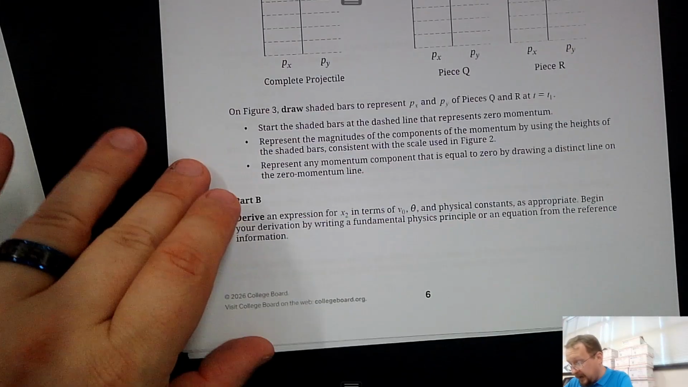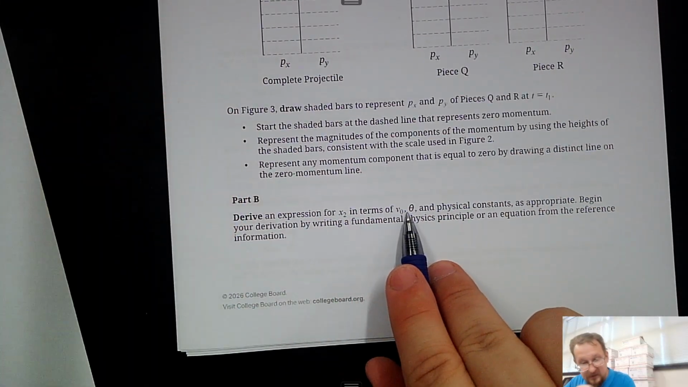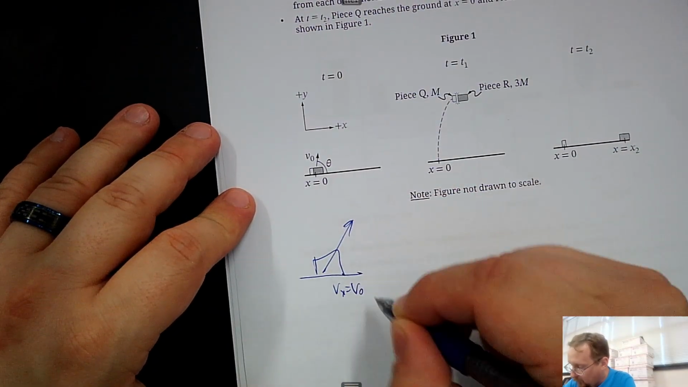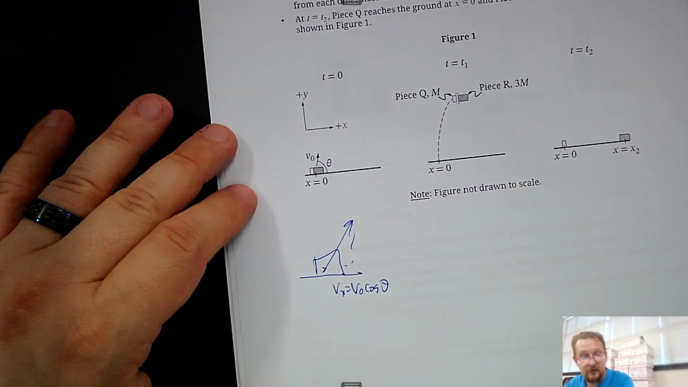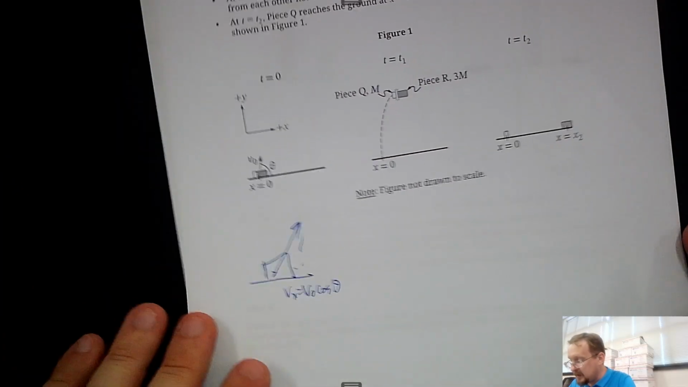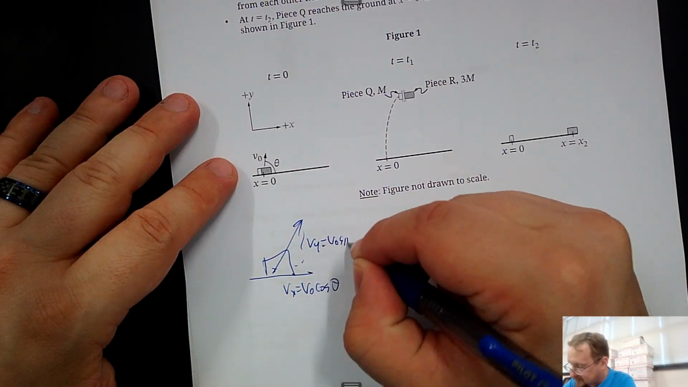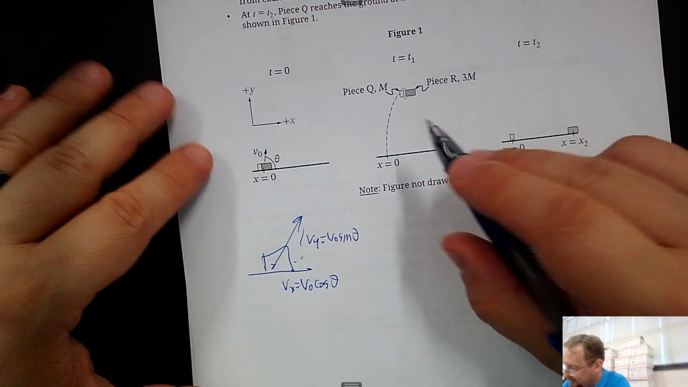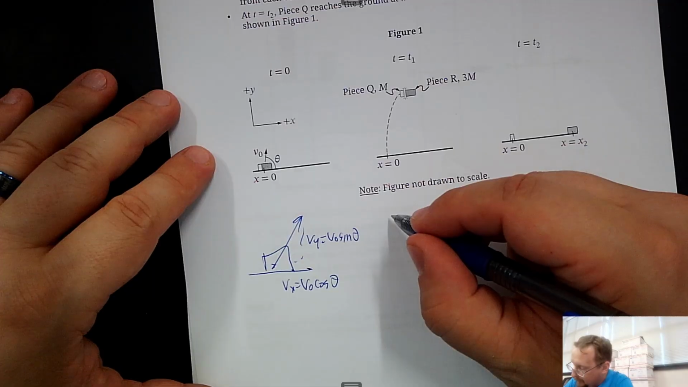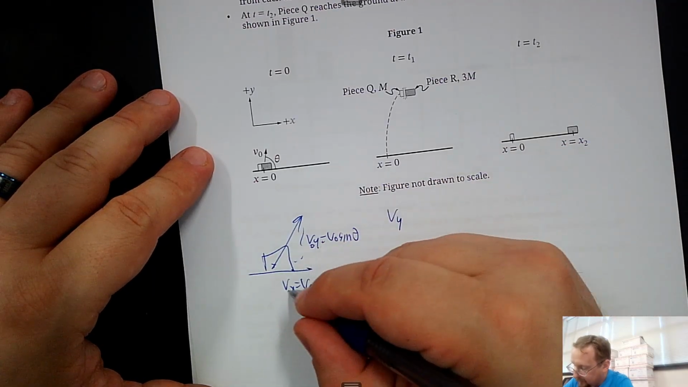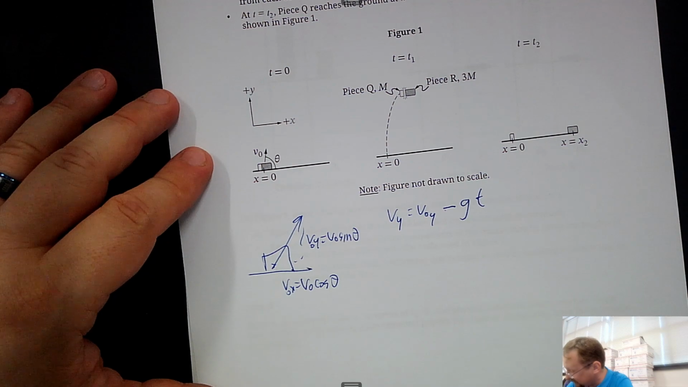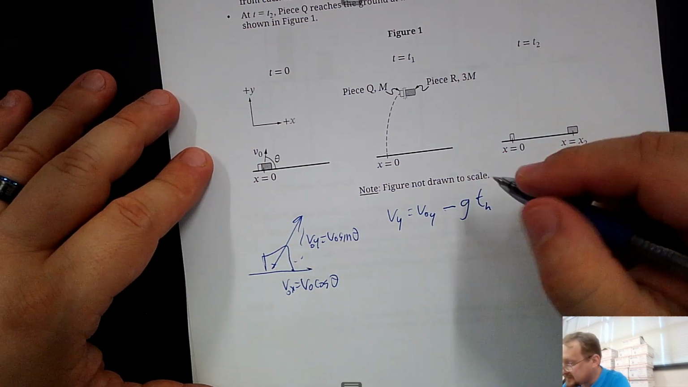Okay. Derive an expression for x2 in terms of v0, theta, and physical constants. I will do it right here. Okay, so at the moment of launch, your Vx is equal to V0 cosine theta. That's your Vx, okay? And then Vy is V0 sine theta, okay? At what time do you reach your highest point? I feel like that's important to know. So I'm going to say Vy equals V0 y plus the acceleration of gravity, which is negative and downward, times t. I'm going to call that T1.